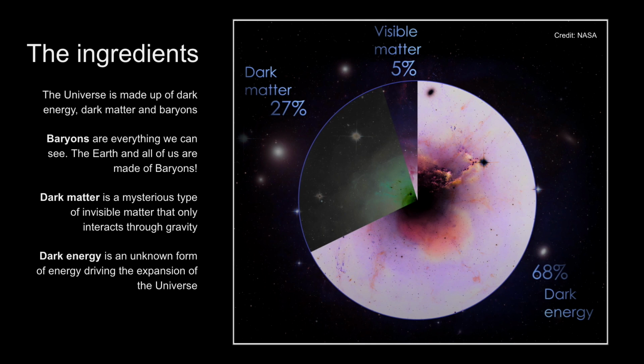The other 95% of the universe is made up of dark components. The first of these, dark matter, makes up 85% of the actual matter in the universe. And this is an invisible form of matter that only acts through the gravitational force.